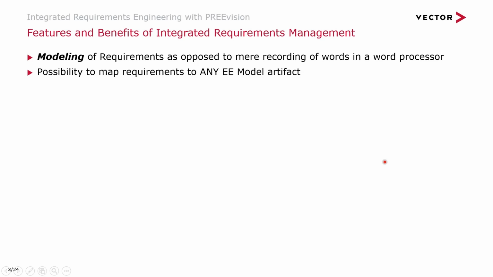So we have the possibility to map a requirement to any EE model artifact, which supports traceability and verification that you've actually met all your requirements through the rest of the design. We're supporting the top-down, bottom-up, or middle-out approaches.